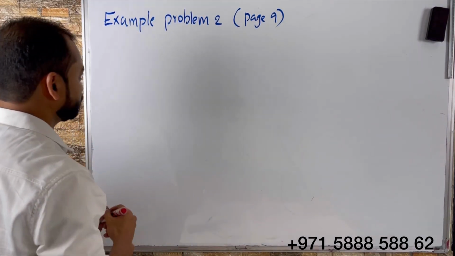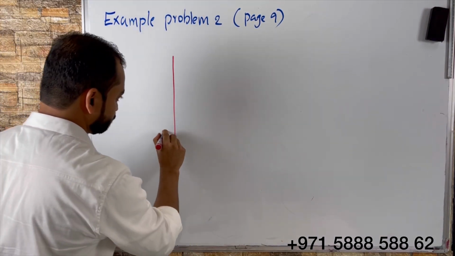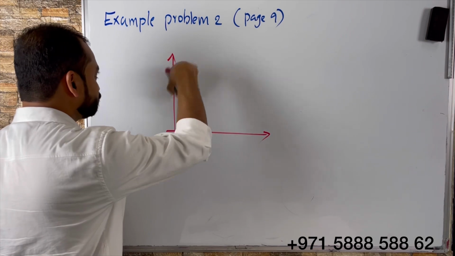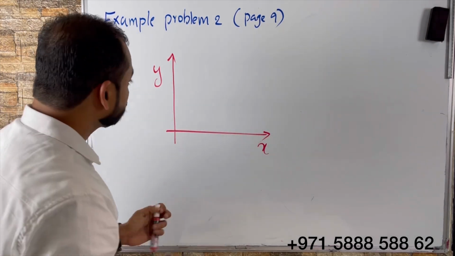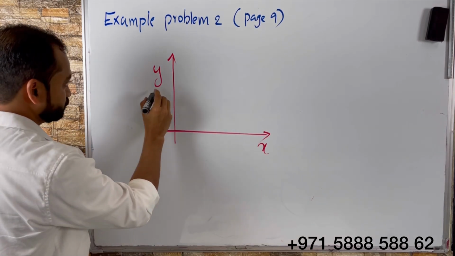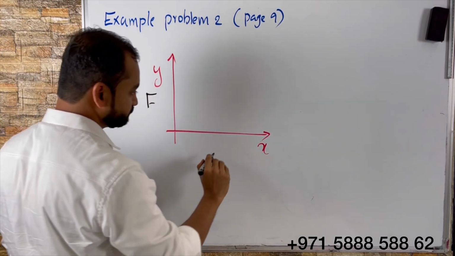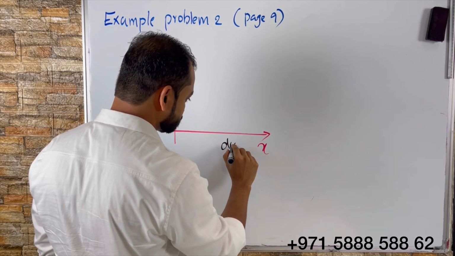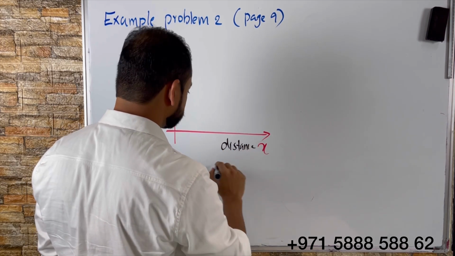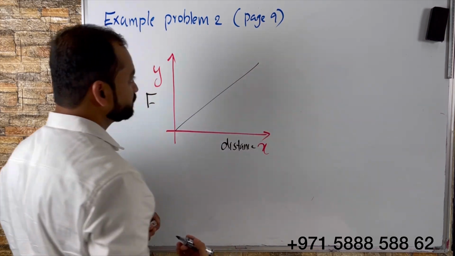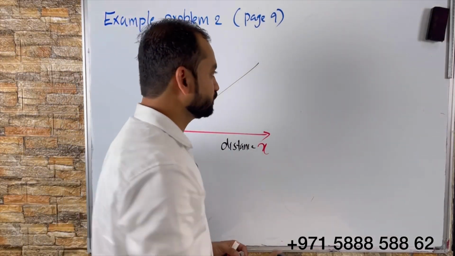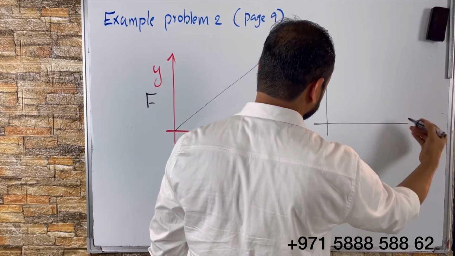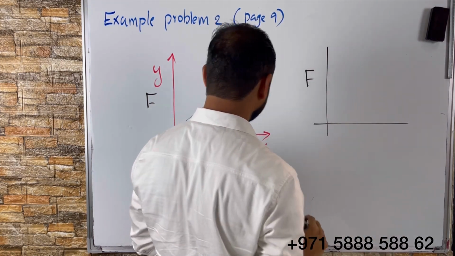So, Hooke's law graph. What is a Hooke's law graph? A graph which has a y-axis and an x-axis. On a Hooke's law graph, force will be plotted on the y-axis and distance will be plotted on the x-axis, and the graph will be like this. A Hooke's law graph will be a straight line.